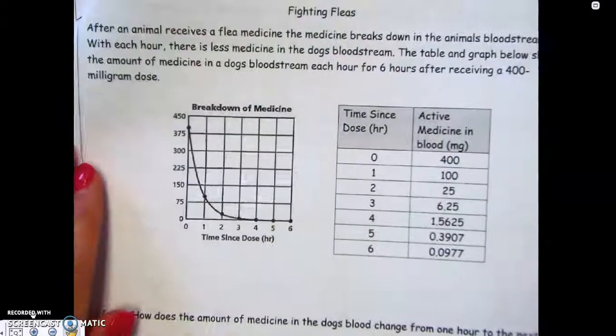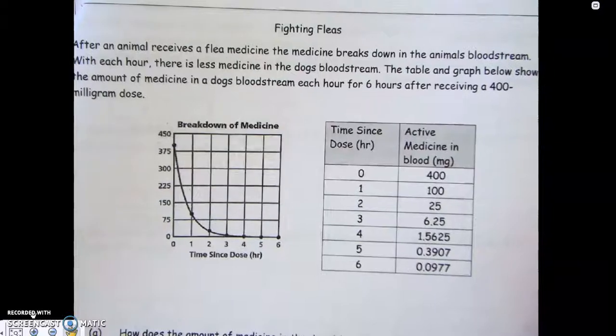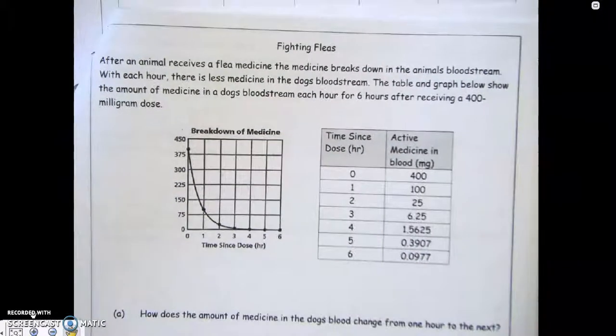So let's look at another example about exponential decay. This is called fighting fleas. After an animal receives a flea medicine, the medicine breaks down in the animal's bloodstream. With each hour, there is less medicine in the dog's bloodstream. The table and graph below show the amount of medicine in the dog's bloodstream for each hour for 6 hours after receiving a 400 milligram dose.